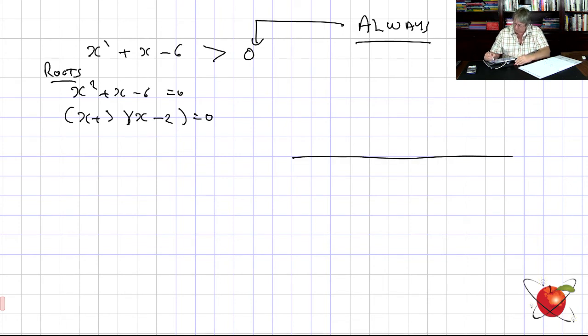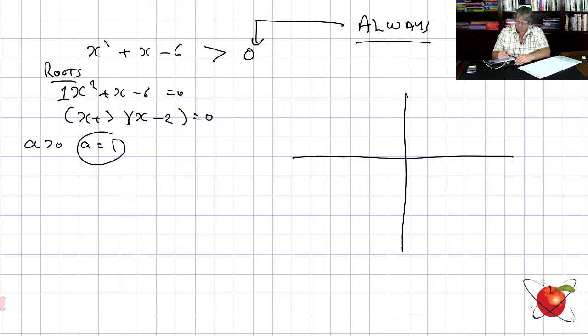Right, now what do I know? Let's have a look at my graph. I know a is greater than 0. A is in fact equal to 1. There it is, the coefficient of x squared. That means my shape is a happy face shape, like that. Quite a cool way of looking at it. Next, I know it cuts at minus 6 as well. We are not at this stage interested that much in the minus 6 down here, nor the turning point. We're only interested in the x-axis at the moment.